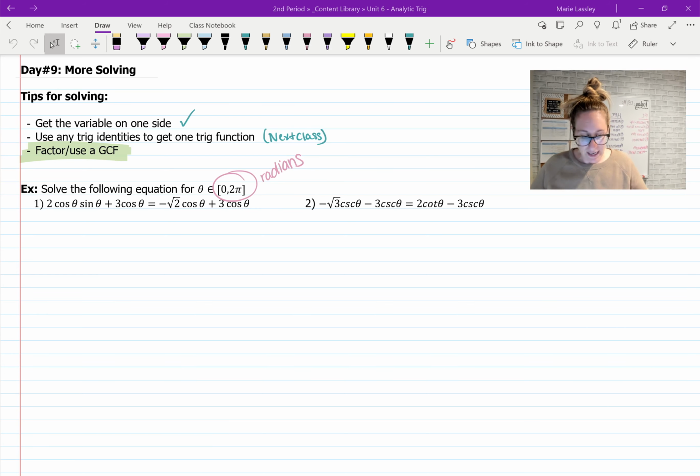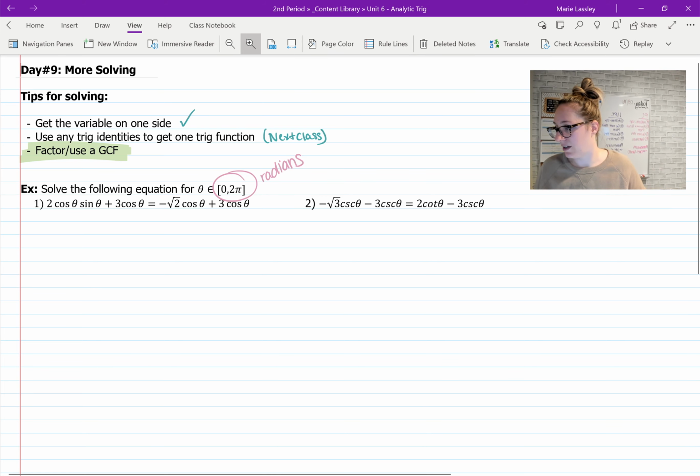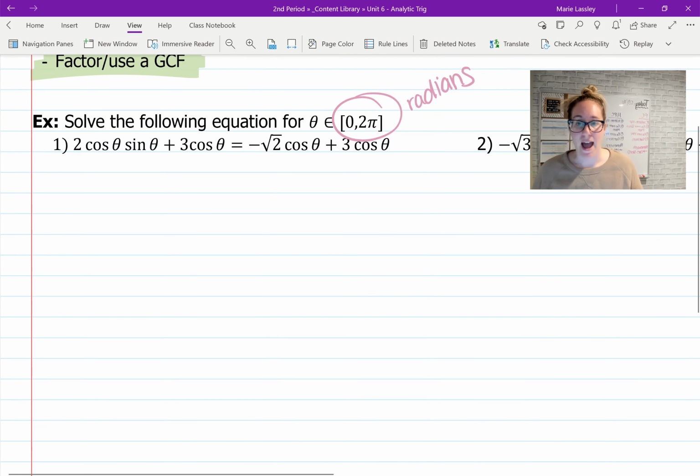All right, so here we go with our first one. If you look at it, this is the first time that you will have seen so far multiple trig functions. So I'm going to zoom in a little bit. Okay, so we have 2 cosine theta sine theta plus 3 cosine theta equals negative square root of 2 cosine theta plus 3 cosine theta. All right, that's a lot of stuff.